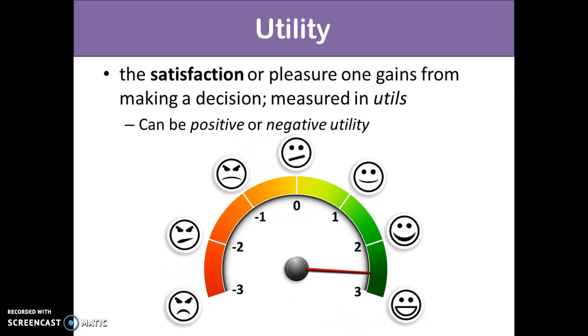Now, money is easy to quantify, but other satisfaction and pleasure that we gain from decisions is difficult to quantify. And so economists use this concept of utils or utility to try to measure these things. We can make decisions and feel good about it, or we might feel bad about it, and we simply call that utility. So if we make a choice and we feel good, we're going to have some utility. If we feel bad, we're going to have negative utility.